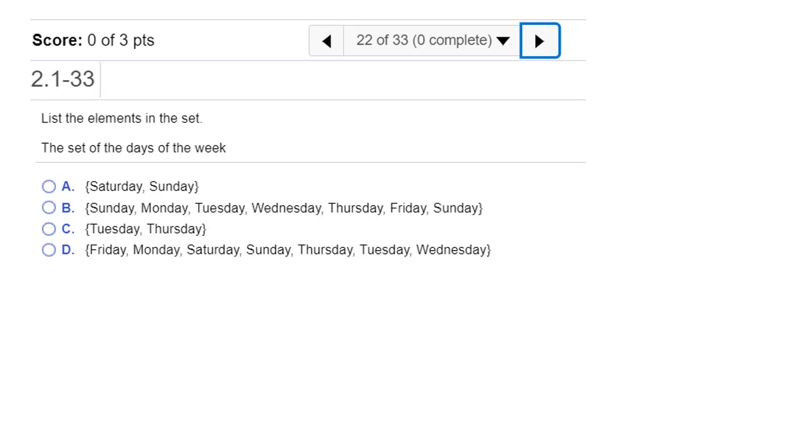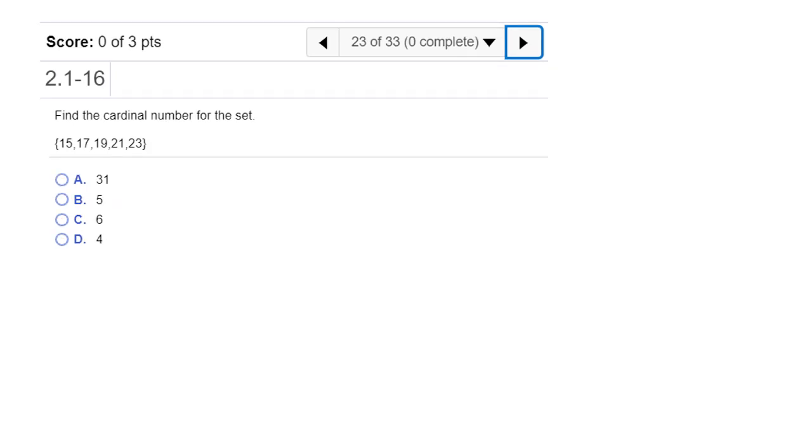On number 22, we are supposed to list the elements in the set of the days of the week. The days of the week: Sunday, Monday, Tuesday, Wednesday, Thursday, Friday, and Saturday. Notice this one lists Sunday twice, so that's not correct. That's the weekend, that's just Tuesday, Thursday, so my answer is D, all the days of the week.